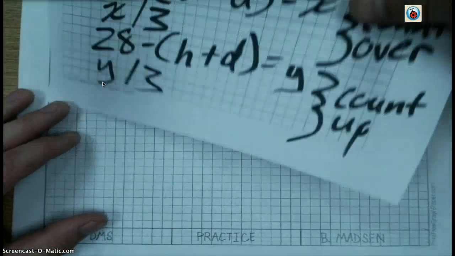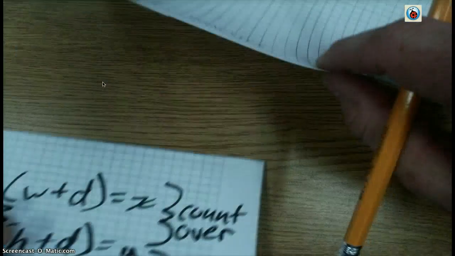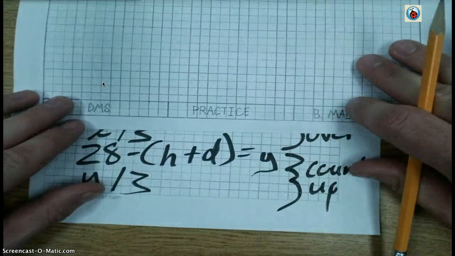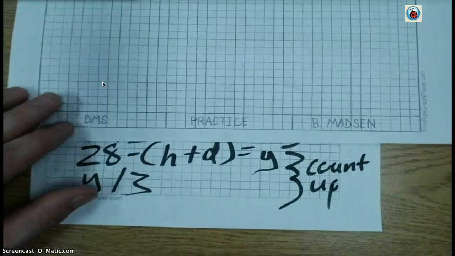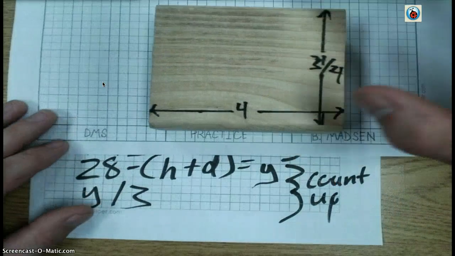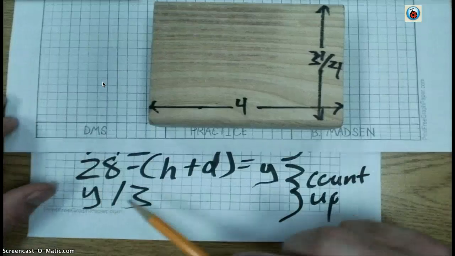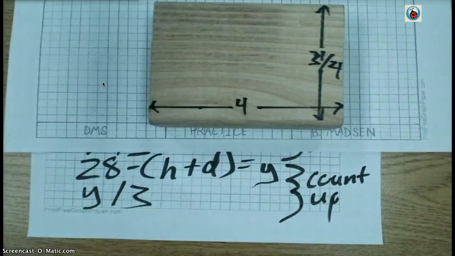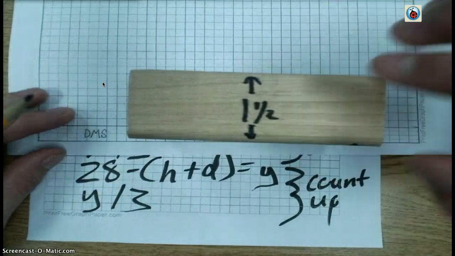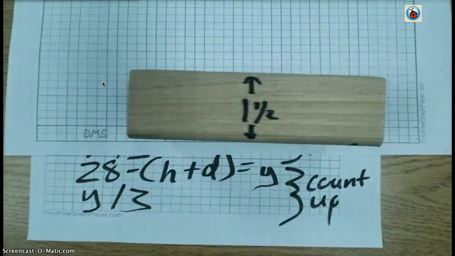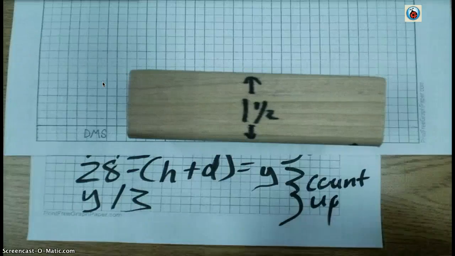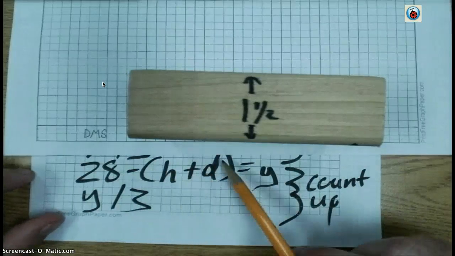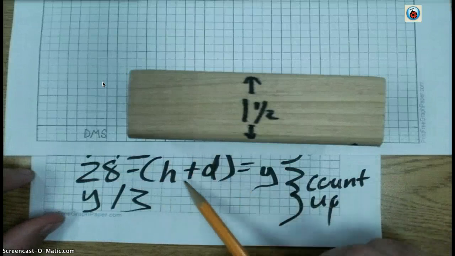Okay, and then I'm going to do the second half of my formula to figure out how much I count up. So I'm going to do this part, and I'm going to use the shape. Okay, 28 minus height plus depth. My height is 3 1/4, 3.25. My depth, 1.5. So 3.25 plus 1.5 equals 4.75. So height plus depth is 4.75.